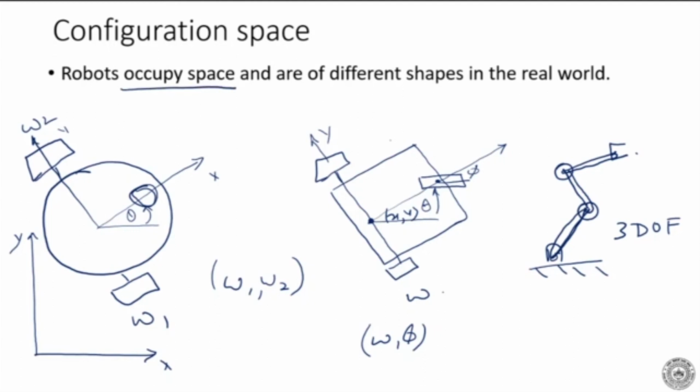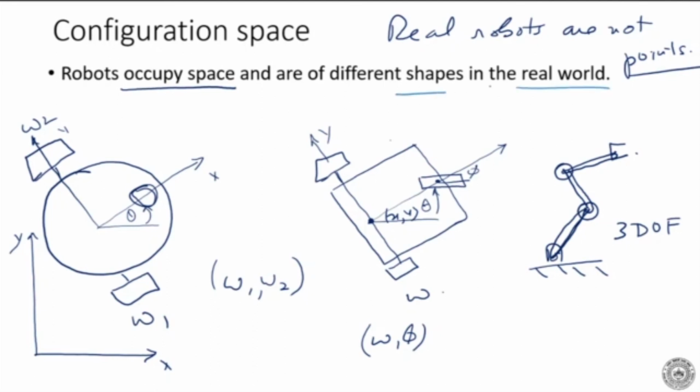Real robots are not points, as we had assumed in the bug algorithm case. There are different kinds of robots, and they occupy space and are of different shapes in the real world.